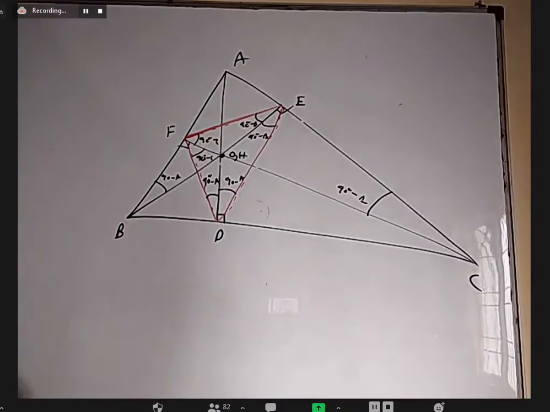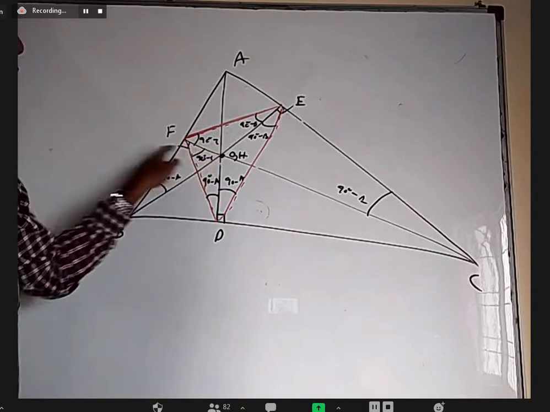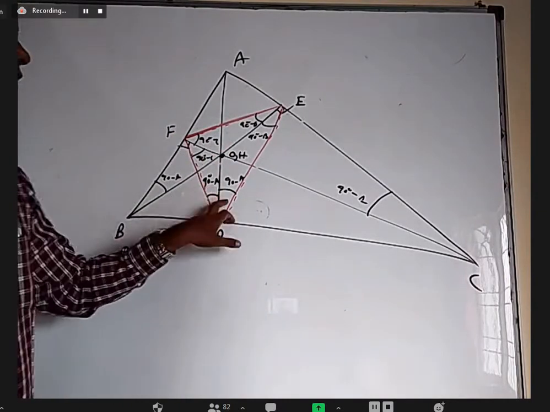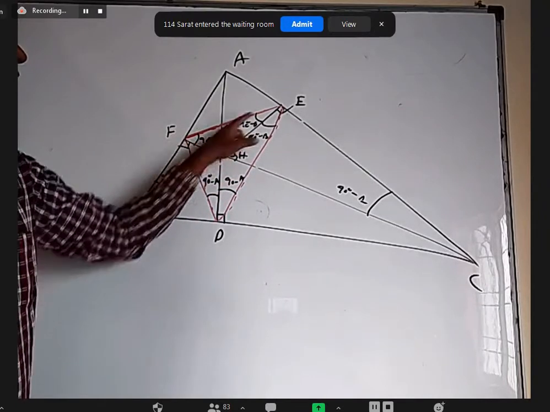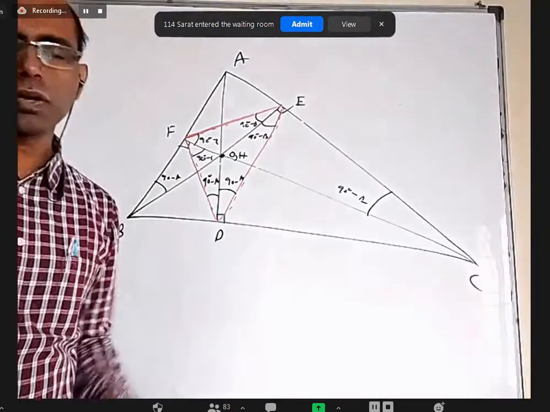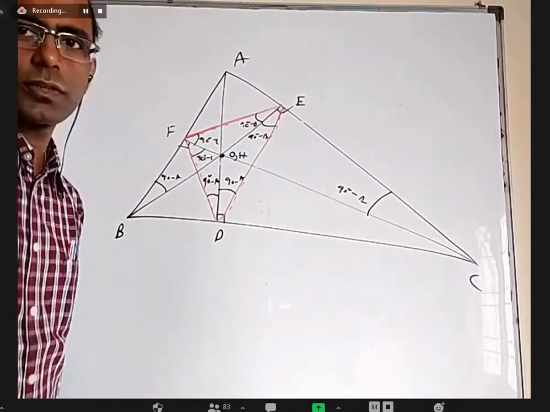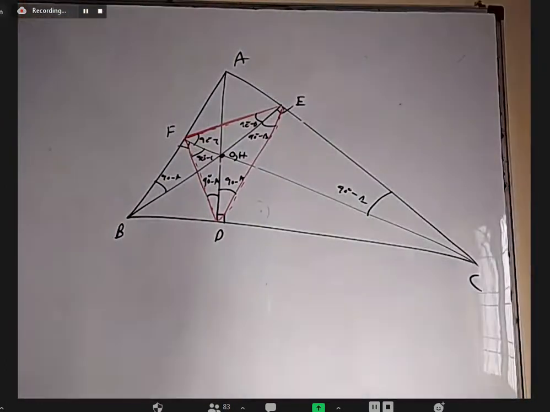Yeah. These lines, which are altitudes of the original triangle, they are angular bisectors of the new triangle. These two angles are equal, these two angles are equal, these two angles are equal. So these are three angular bisectors. What is the point of concurrence of angular bisectors? Incenter. Okay. Right. So that is a nice point here.